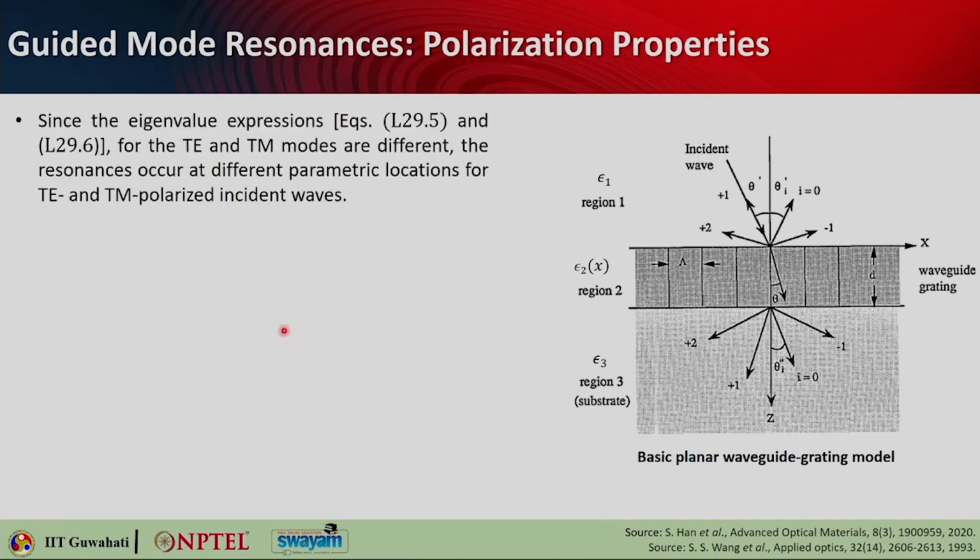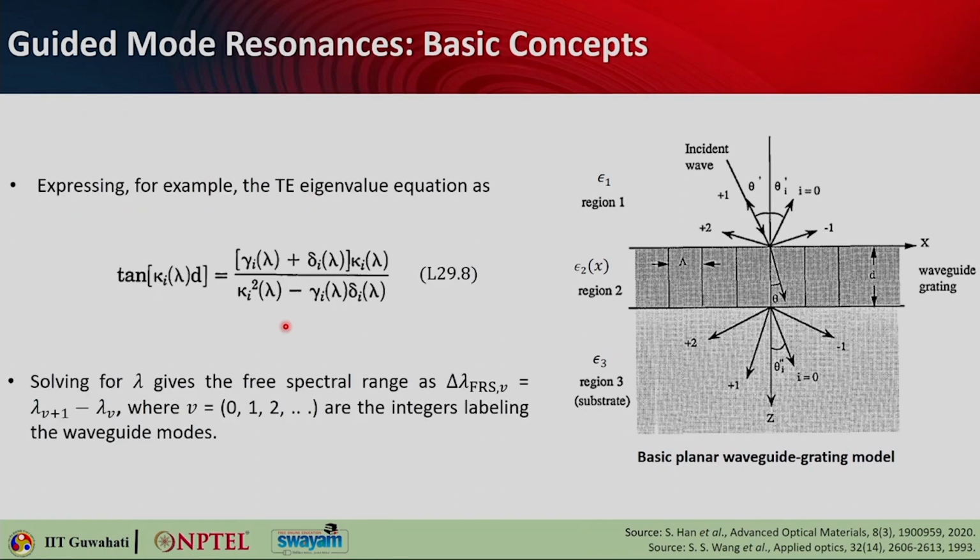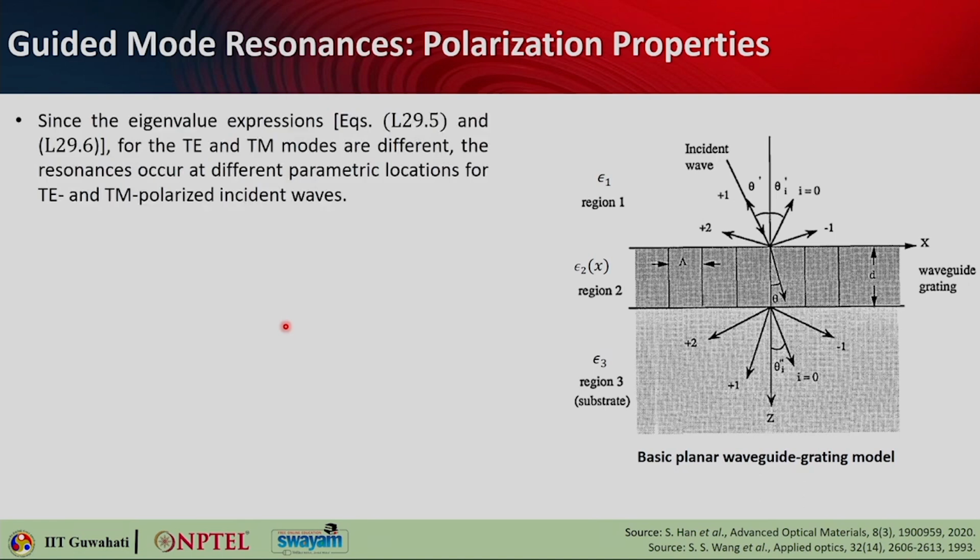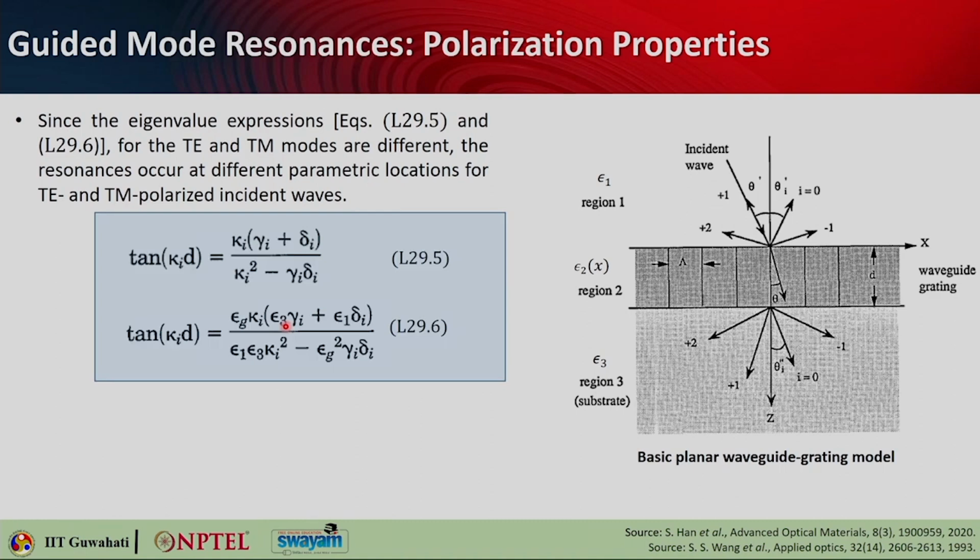Now, since the eigenvalue expressions for TE and TM modes are different and the resonances occur at different parametric locations, okay, that is easily understood. The eigenvalue equations for TE and TM modes are different. So, the resonance for TE and TM mode will occur at different parametric locations. Okay. So, these are the two equations for your quick reference.